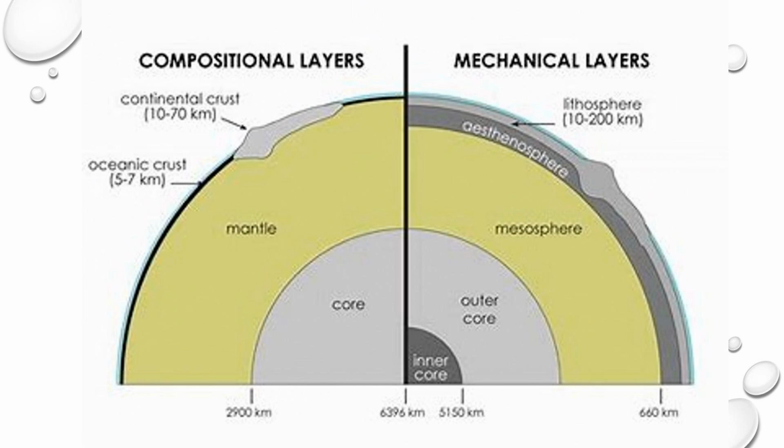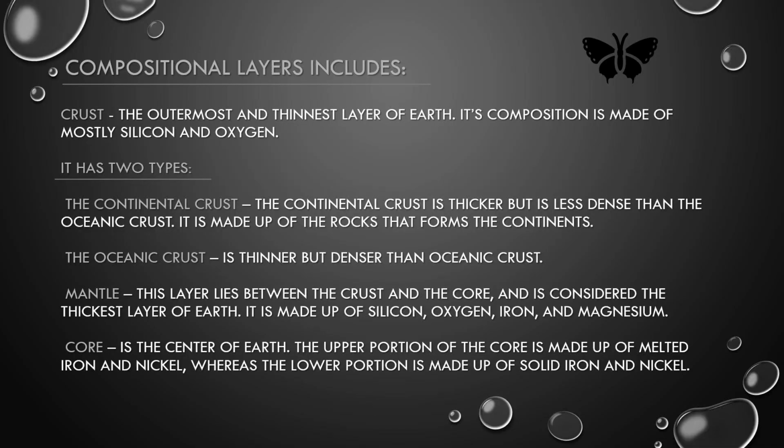Now, the crust has two types, which are the continental crust and the oceanic crust. The continental crust is thicker but is less dense than the oceanic crust. It is made up of rocks that form the continents. Continental crust is what we are standing on right now. I assume, if you are on the Earth.